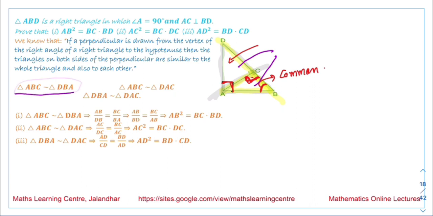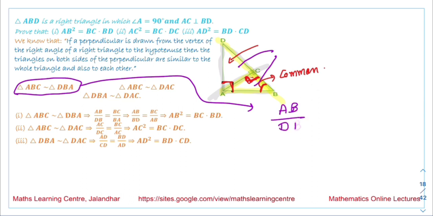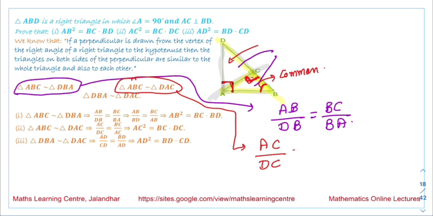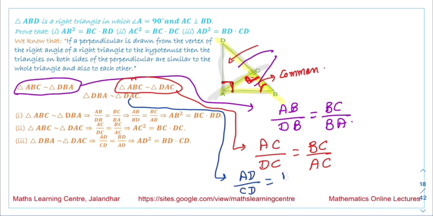Now from the first condition of similarity, we have AB over DB is equal to BC over BA. From the second condition of similarity, we have AC over DC is equal to BC over AC. And from the third condition of similarity, we have AD over CD is equal to BD over AD.